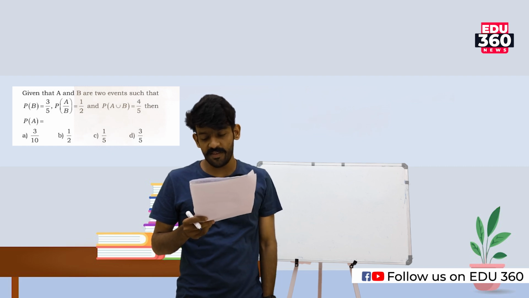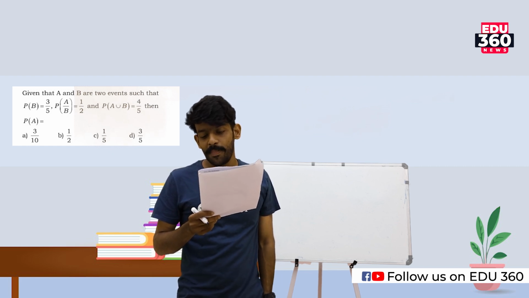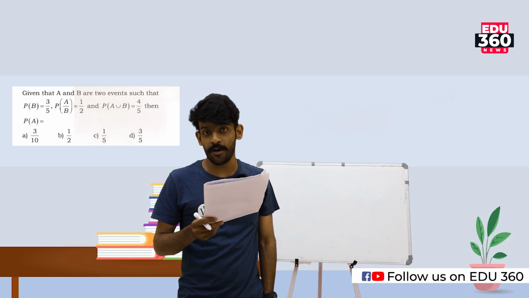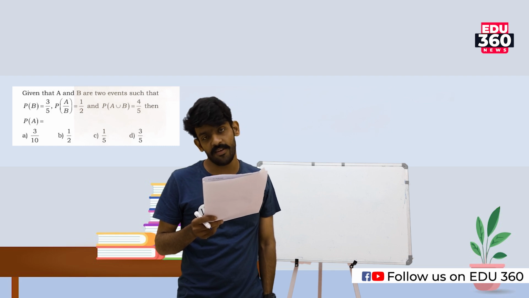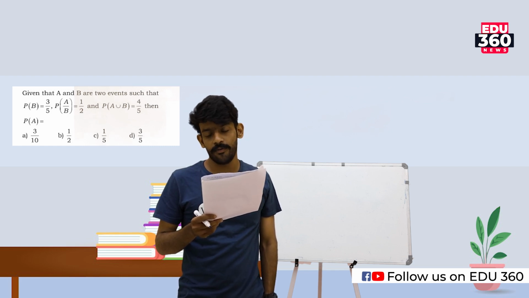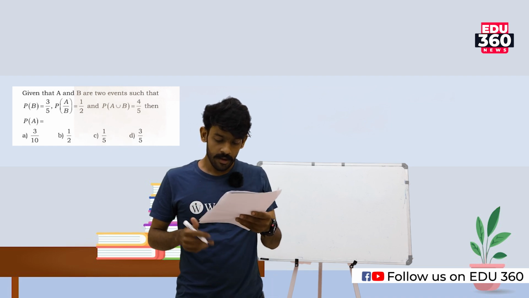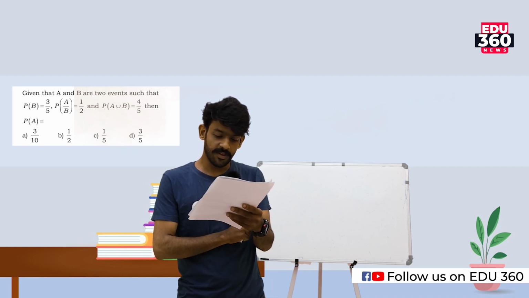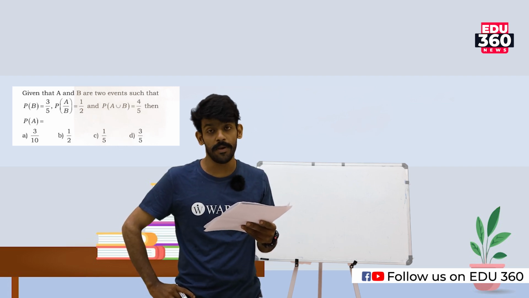Okay, so the question is: given that A and B are two events such that P(B) = 3/5, P(A|B) = 1/2, and P(A ∪ B) = 4/5, then they are asking us to find P(A). So for this question, the fourth question, we need to find P(A).